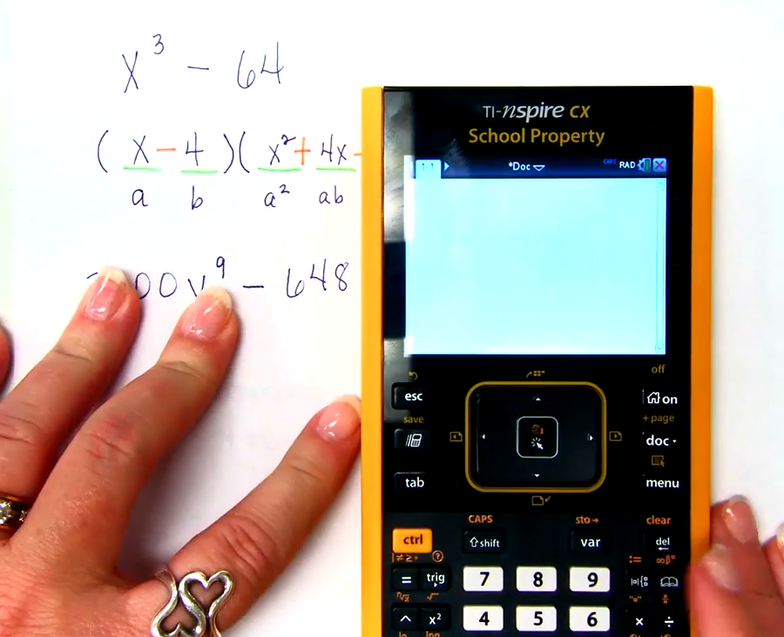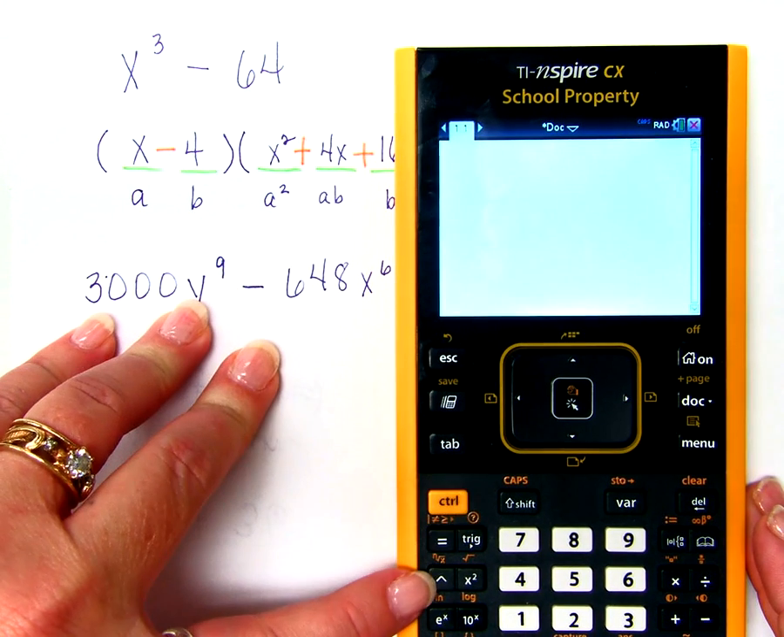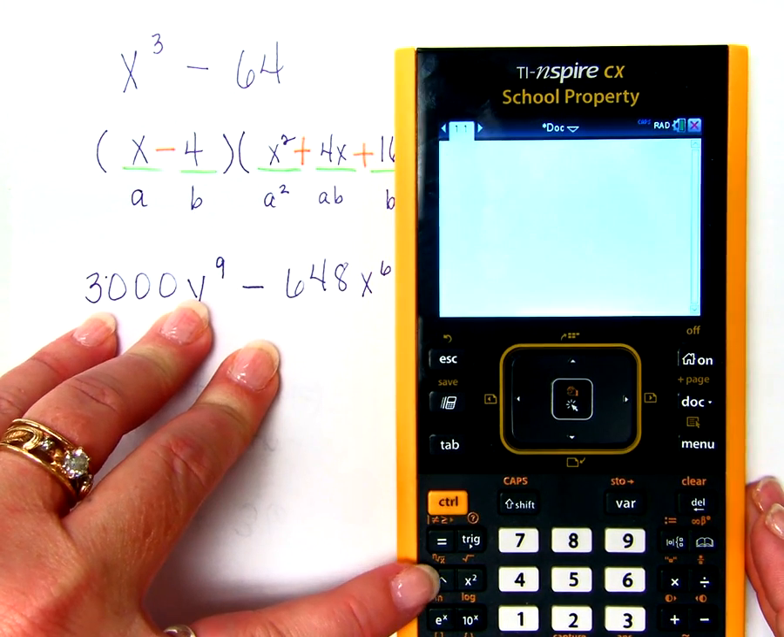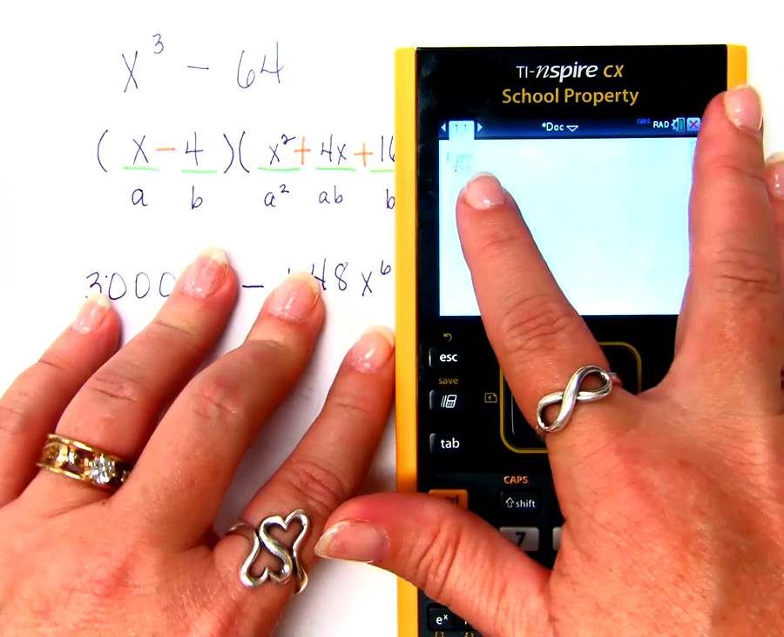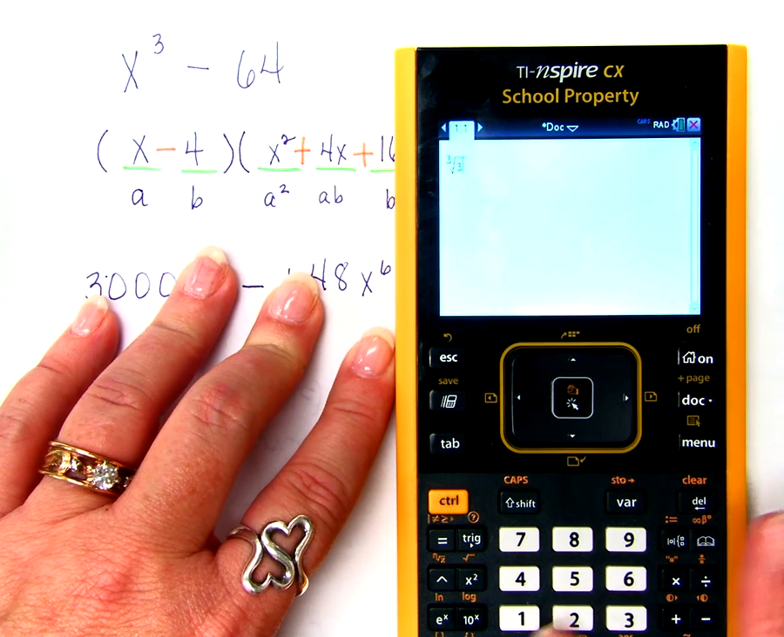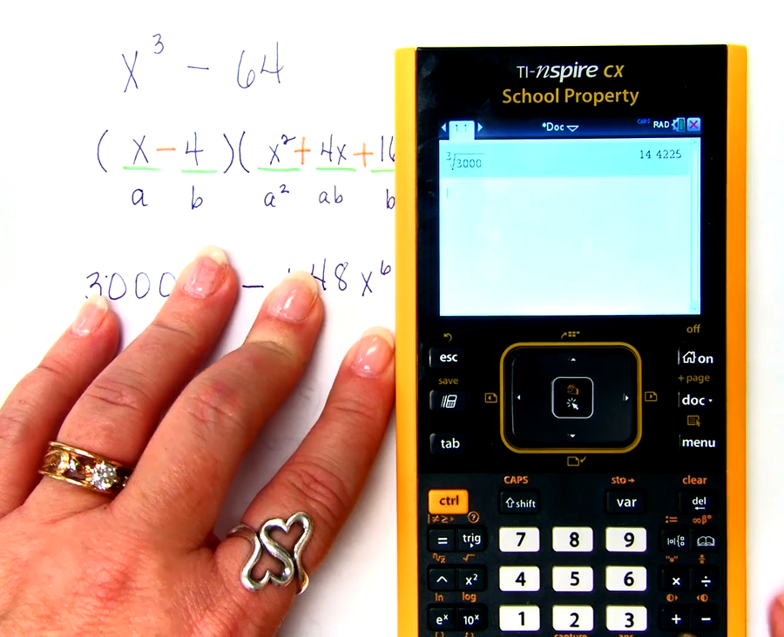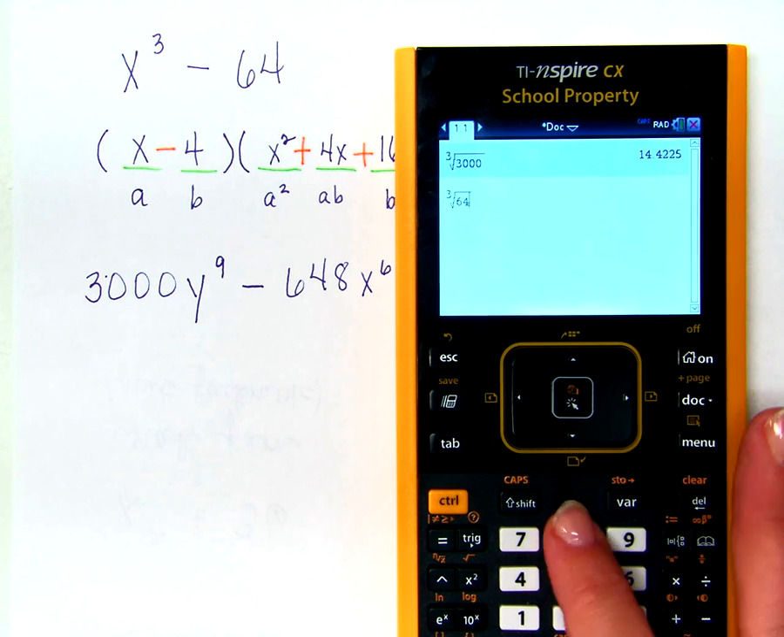Okay, so watch right here. Control, caret. See that? The up arrow? Control, caret. Look what it gives you. I can put in a 3 right there, which is a cube root, and a 3,000. Uh-oh. Nothing. What about 648? Does 648 have a cube root? Probably.